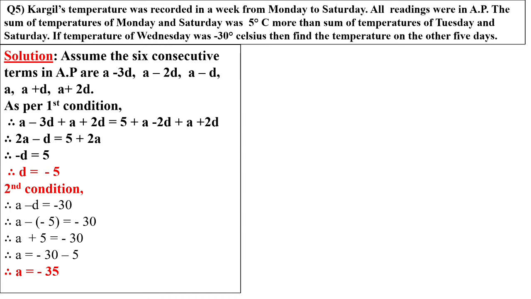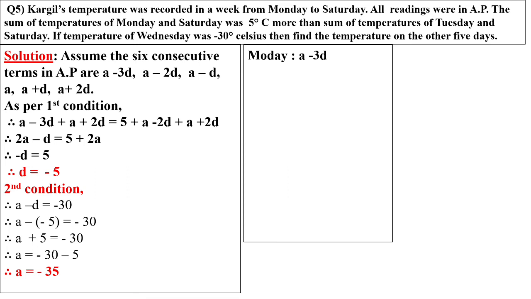We'll substitute the A and D values in the 6 consecutive terms. The first term is Monday, that is A minus 3D. The A value is minus 35, minus 3 multiplied by the D value, minus 5. So minus 35 plus 3 fives are 15. So here we get minus 20 degrees. Monday's temperature is how much? Minus 20 degrees.